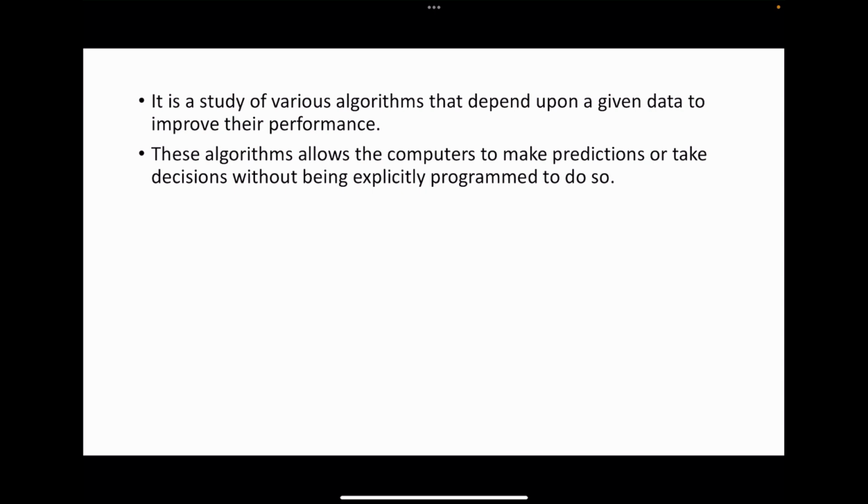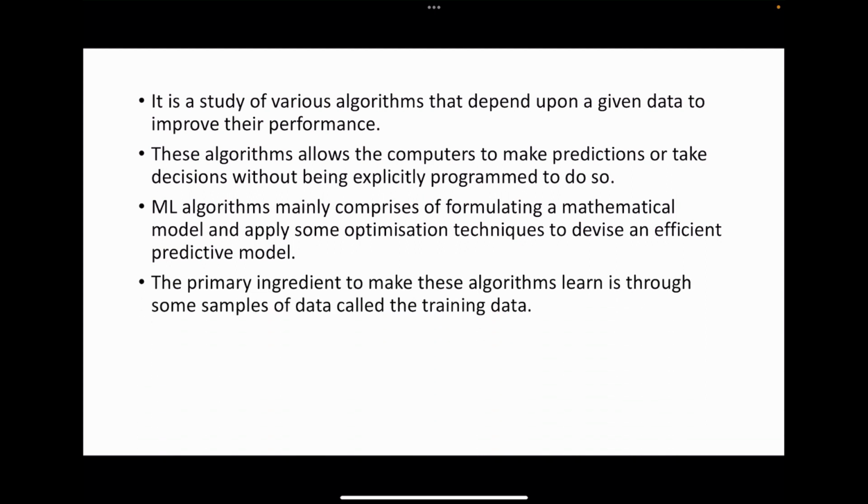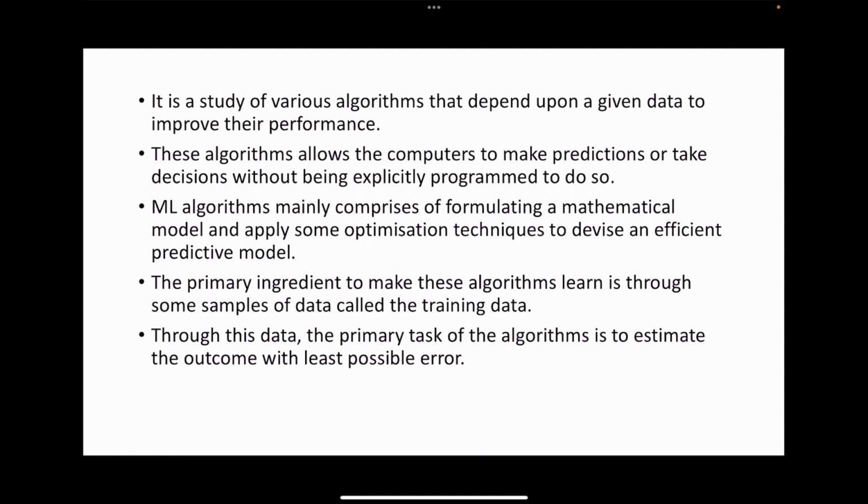ML algorithms mainly comprise formulating a mathematical model and applying some optimization techniques to devise an efficient predictive model. So the primary ingredient to make these algorithms learn is through some samples of data called the training data. And with the help of this data, the primary task of the algorithms is to create an outcome with the least possible error. So this is the main idea behind machine learning. Let us understand what are the various paradigms of machine learning and how we can define them.